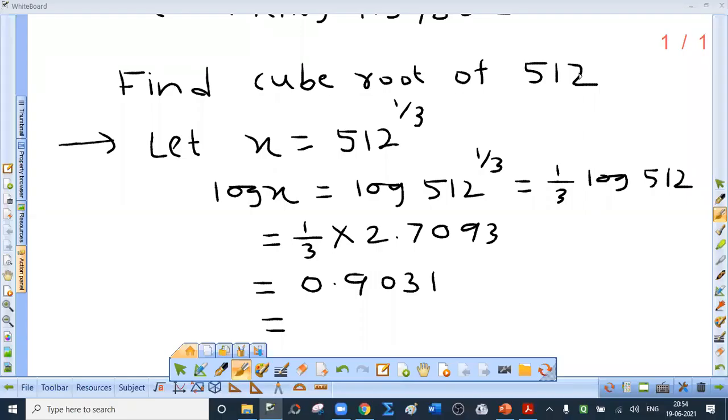Now next is the cube root of 512. I have selected 512 because we know that its cube root is 8. Let us verify the answer using log tables. Let x be the cube root of 512. So log x is log of 512. Cube root means raised to 1 upon 3. Log of m raised to n is n log m. So 1 upon 3 into log 512. It's a 3-digit number. Characteristic is 2. So 2 point. Find the number which is in row 51 and column 2. What is that?